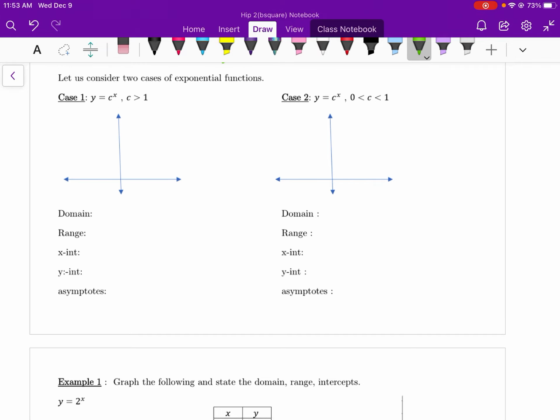So we are going to consider 2 cases of exponential functions. Now here, c, normally we call c our base. By the way, our base for the previous example was 2. Always our base is going to be positive. However, we're going to deal with 2 special cases. One where c is greater than 1. And the second case is where c is between 0 and 1.